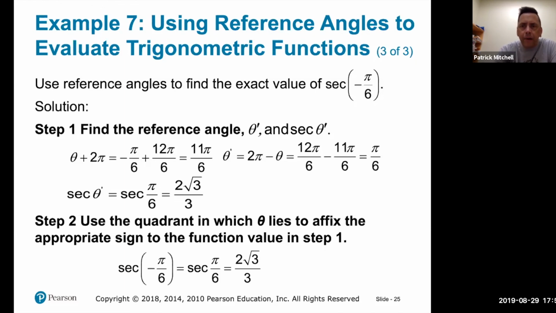Just a quick comment. This particular problem, there's a much, much simpler way to do it, right? We know that secant is an even function, which means that the secant of negative pi over 6 is exactly the same as the secant of pi over 6. So you don't even really have to think about reference angles if you do it that way.